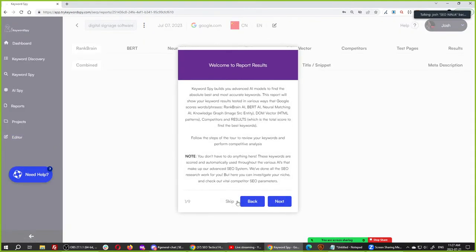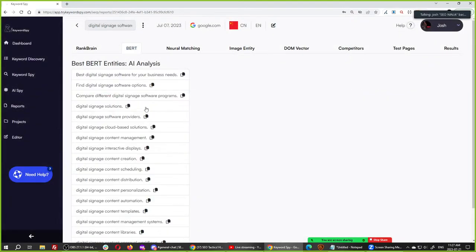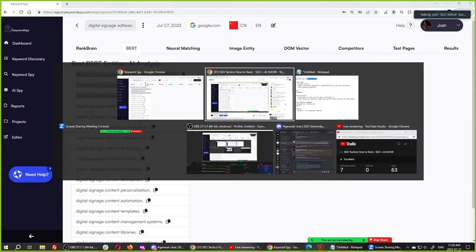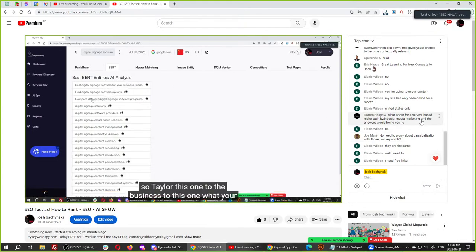Or go to reports, go to BERT, and check the top three, which are the query intent, BERT entities from the BERT AI. One is the best digital signage software for your business needs. The next is find digital signage software options. So tailor this one to the business, tailor this one to what your options are, and then compare different digital signage software programs. These could be three different pages for digital signage software, digital signage softwares, software for digital signage. And you'd run all three in here anyway and see if they came up with different query intents. So that's how you would do it without triggering any keyword cannibalization, Joe. I hope that makes sense.